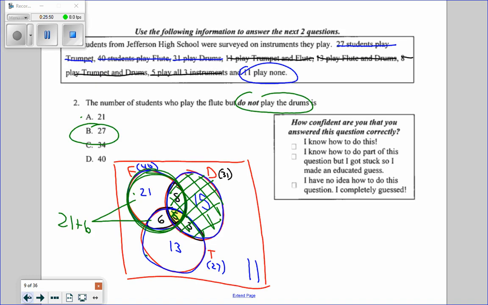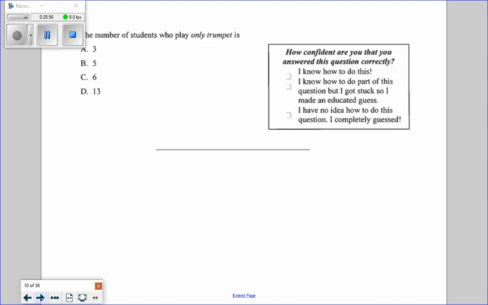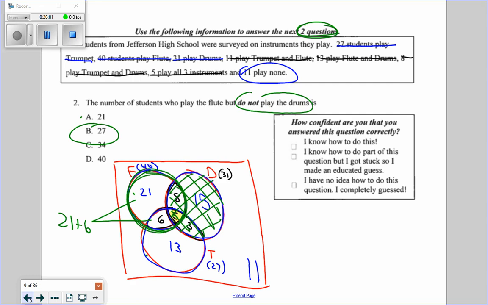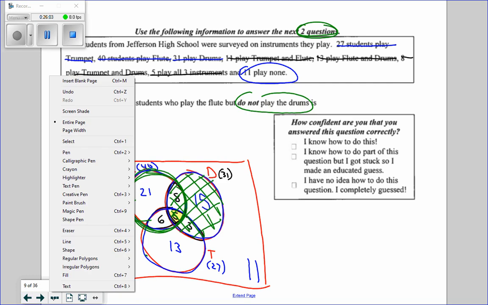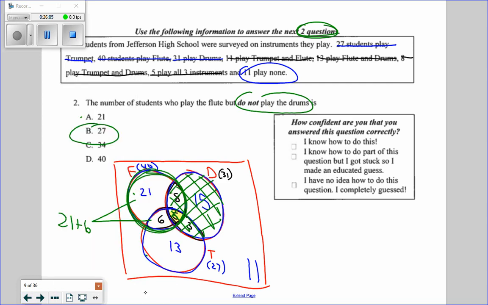Okay, was this the next two questions? Yes. So again, next two questions. It says here the number of students who play only trumpet. So only trumpet is just this number right here. It's only trumpet, so it would be 13.